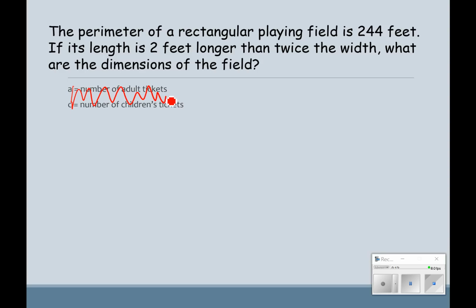All right. So the perimeter of a rectangular playing field is 244 feet. If its length is 2 feet longer than twice its width, what are the dimensions? So I have a field, and a picture always helps, right? And I've got length and I've got width. So the formula for perimeter is to add up the sides. So I have 2 L's plus 2 W's equal to 244.